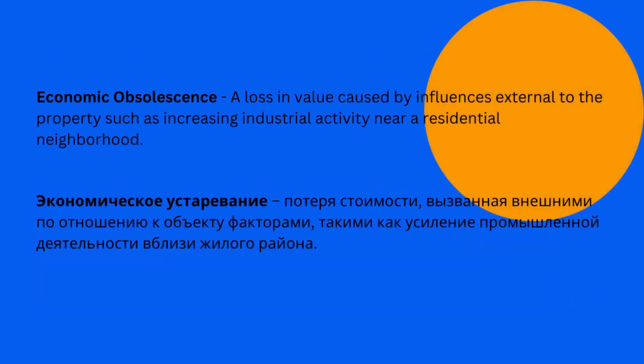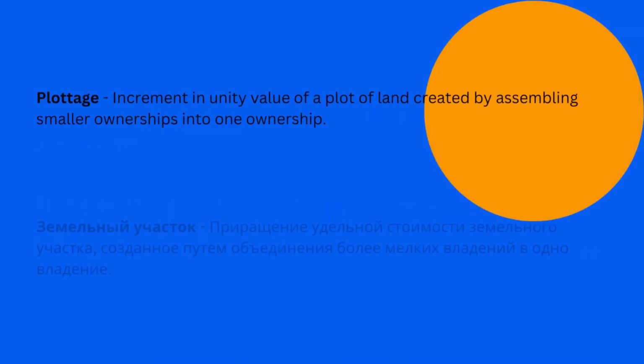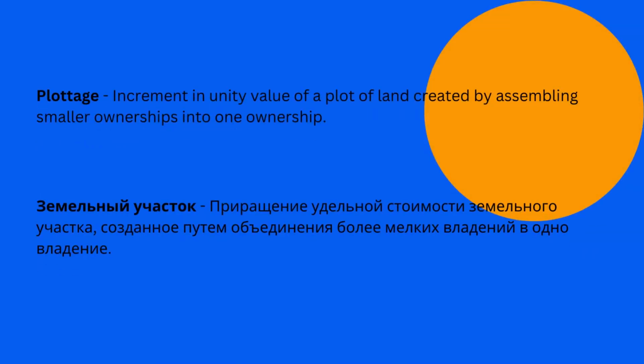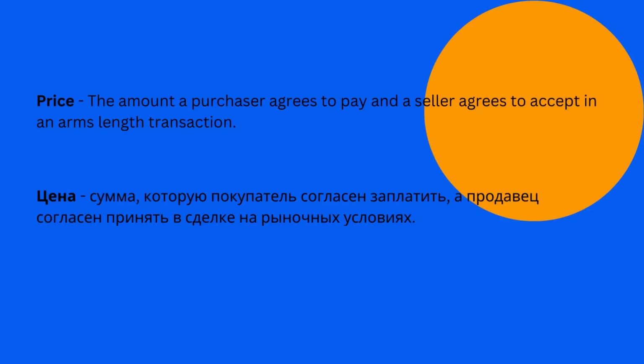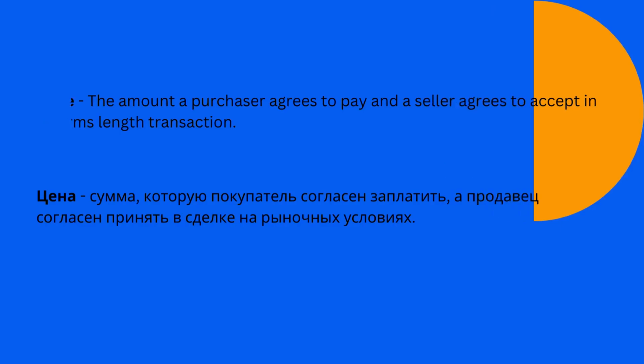Economic obsolescence. A loss in value caused by influences external to the property, such as increasing industrial activity near a residential neighborhood. Plottage. Increment in unity value of a plot of land created by assembling smaller ownerships into one ownership. Price. The amount a purchaser agrees to pay and a seller agrees to accept in an arm's length transaction.